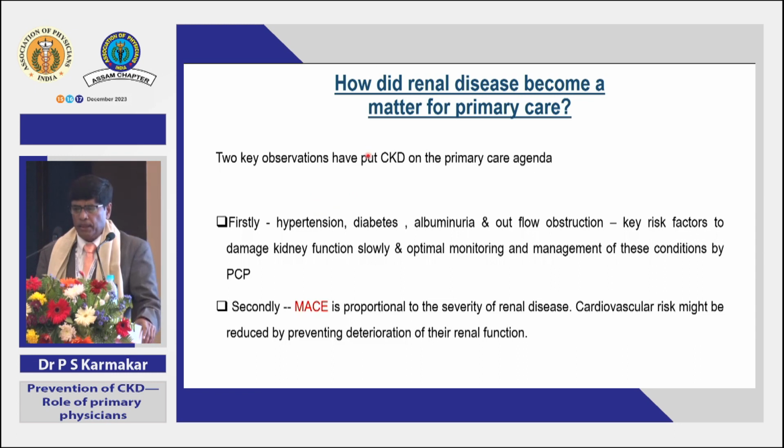So key observations: how did renal disease become a matter of primary care? From nephrologists, it is shifting to primary care physicians. Why? Because firstly, as I have already told, hypertension, diabetes, albuminuria and outflow obstruction are the patients where the seeds of future CKD are lying, so they usually come to primary care physicians or family physicians or consultant physicians. And if you can control their further renal dysfunction, you will definitely control, on the other hand, MACE, major adverse cardiac events. So both things would be controlled side by side if you control all these three things.